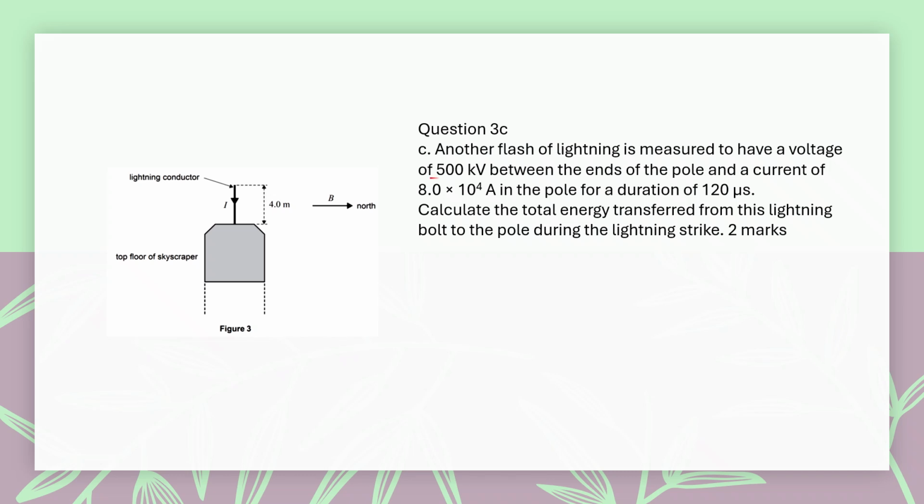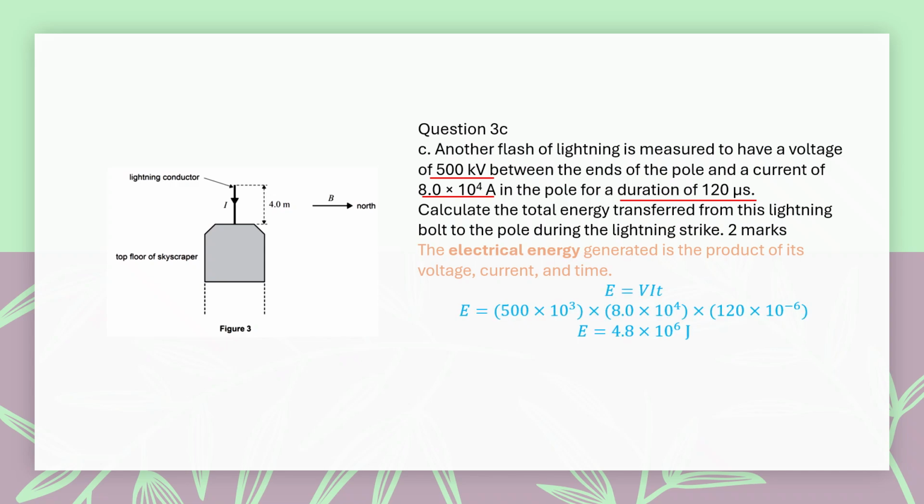A lightning flash, characterized by 500 kV and 80 kA, persists for 120 microseconds. The electrical energy generated is the product of its voltage, current, and time.